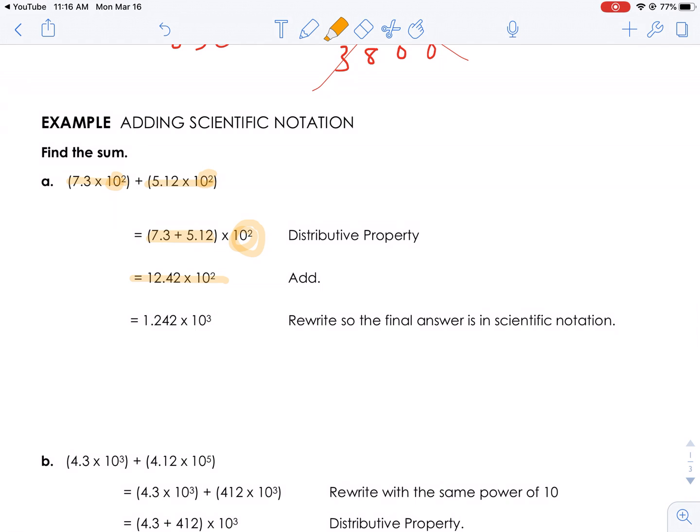And then again, like we had in the previous 2 days, this number is not in scientific notation, so we need to adjust it. We need to move our decimal over one spot. That's making our number smaller by 1, so we need to make our exponent larger by 1. So we end up with 1.242 times 10 to the third.